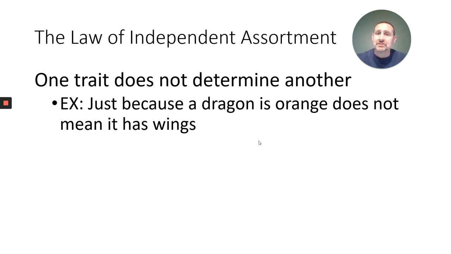All right? So just because a dragon has one trait, like orange, does not mean it's going to have another trait like wing. All right? So the traits are not determined by another.